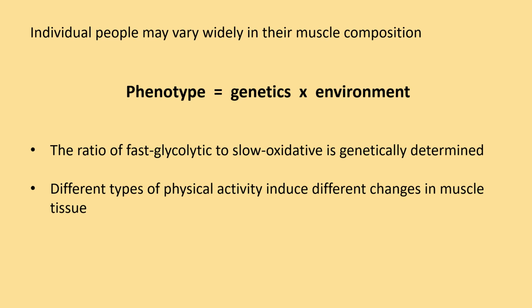So we do understand that there are differences, individual differences. People differ in their muscle composition. Some of us tend to have more FG muscle fibers and fewer SO fibers. And for other people, it's the opposite. Other people tend to have more SO fibers and fewer FG fibers. And we understand that this is partially genetically determined, but it can also be influenced by how you use your body, and that would be considered your environment. And so different types of physical activity or training can induce different changes in muscle tissue.